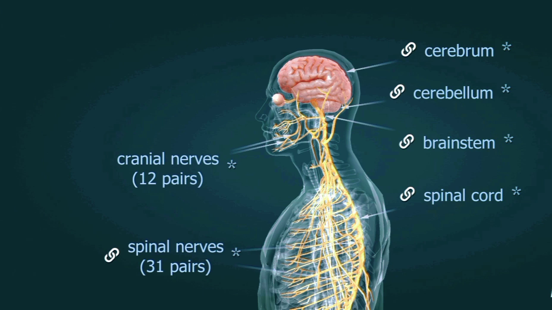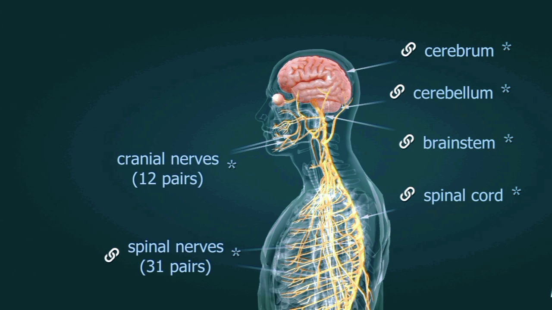2. Cerebellum. Structure: a smaller cauliflower-shaped structure located below the cerebrum at the back of the brain. Function: coordinates voluntary movements like balance, posture, and fine motor skills. Plays a role in learning motor tasks and maintaining equilibrium.